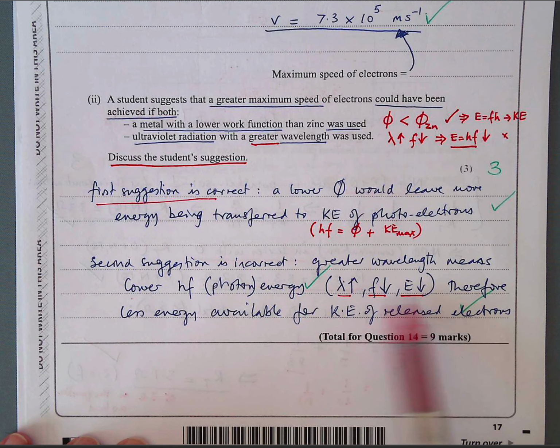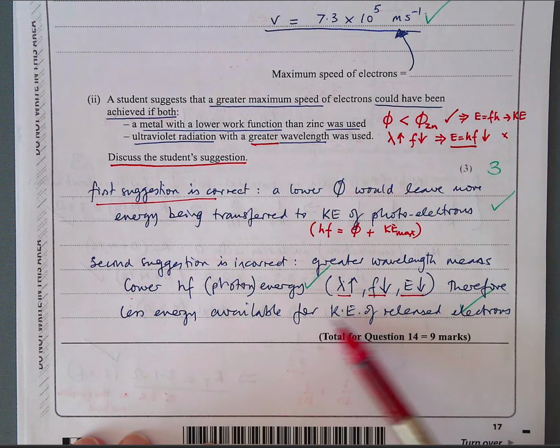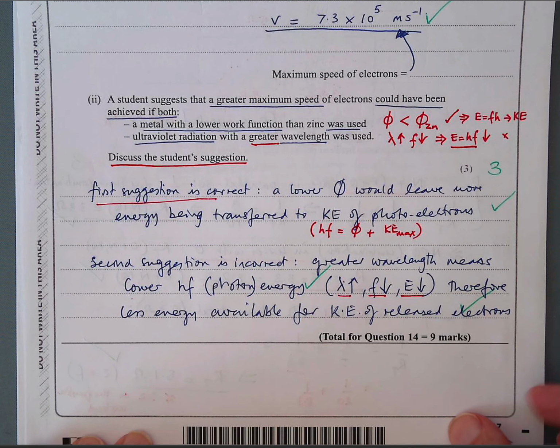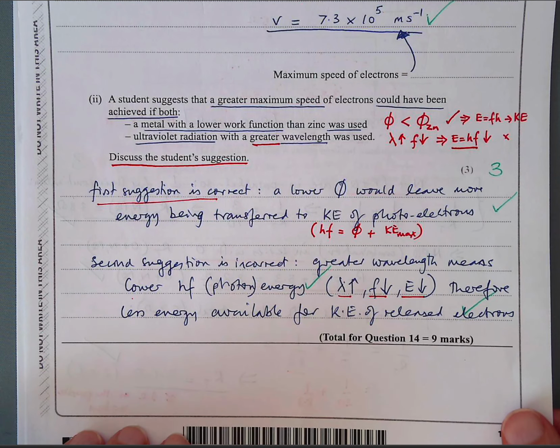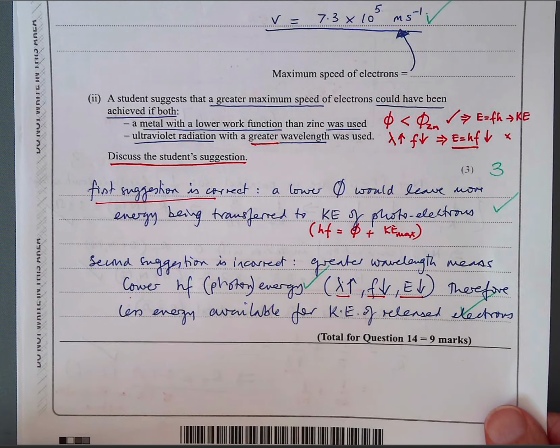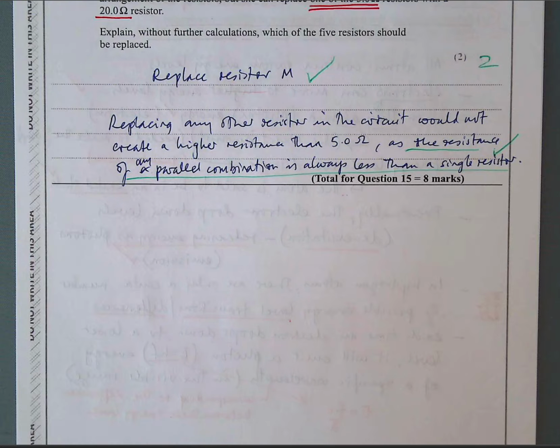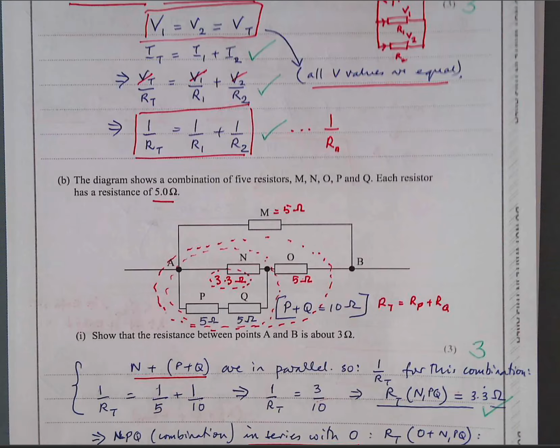So because of this, you need to write in full sentences. Therefore, less energy would be available for kinetic energy of the released electrons. Okay? So remember, the energy released by photons depends on frequency and not wavelength. And they're just trying to see that you understood that. The next question.